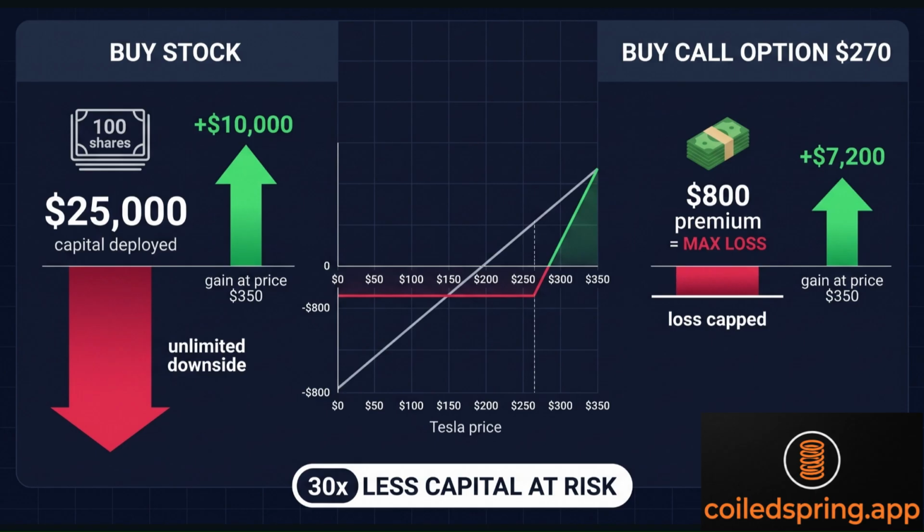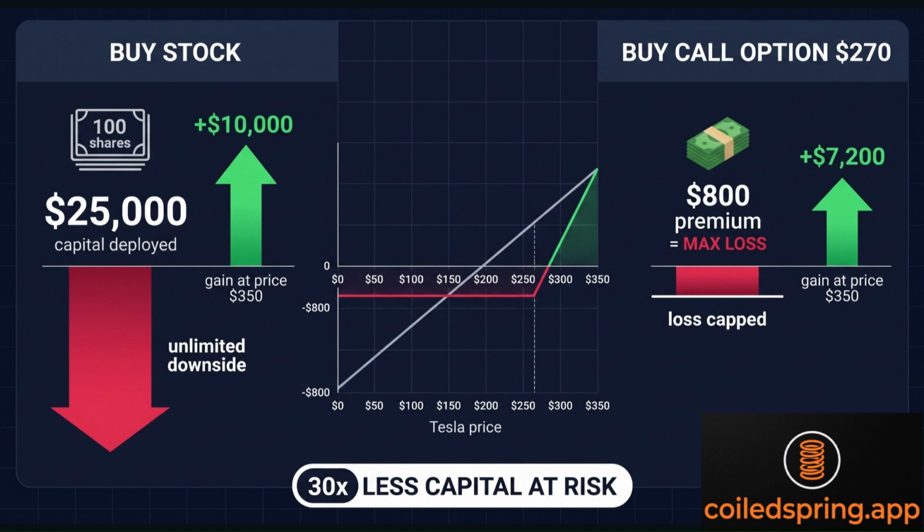The stock required $25,000 to make that $10,000. The option required $800 to make that $7,200. That's roughly 30 times less capital at risk for a comparable result. And in the downside scenario, Tesla falls instead of rises. The stockholder absorbs the full loss. The option holder loses $800 and nothing more.